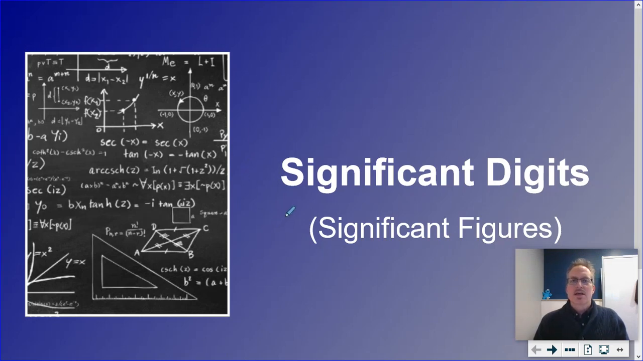Hello, Chem 20s. This is going to be a two-part lesson. Part one is going to look at significant digits and how we count them. So let's get started.